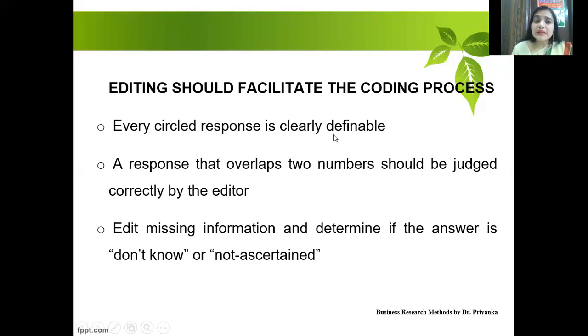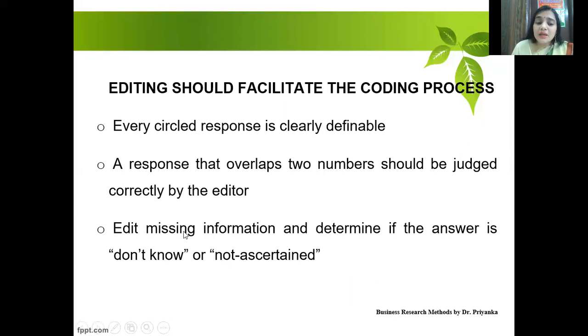Every circled response is clearly definable. Then a response that overlaps two numbers should be judged correctly by the editor. Sometimes we provide multiple choice answers. We provide multiple options for a question, and sometimes we realize later that two answers were overlapping. Then we will be editing them accordingly, and we'll be coding in the same way, so as to get clarified from that overlapping.